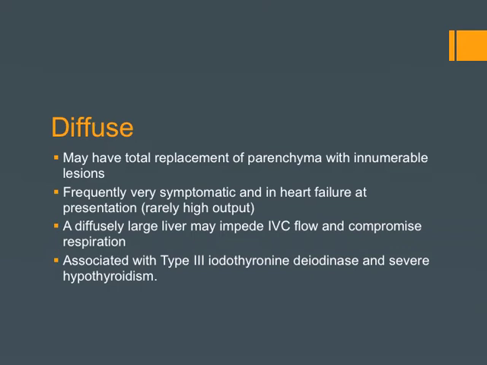Diffuse lesions can have total replacement of liver parenchyma by the innumerable lesions. These are frequently very symptomatic infants, often in heart failure at the time of presentation, though interestingly enough, not usually high output failure. The diffuse lesions enlarge the liver and may impede IVC flow back to the heart and compromise respiration. These are also associated with severe hypothyroidism.